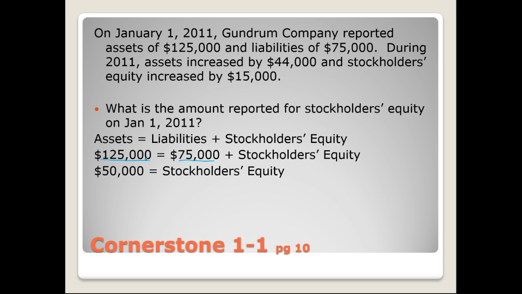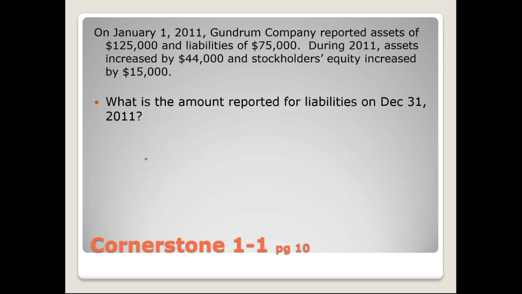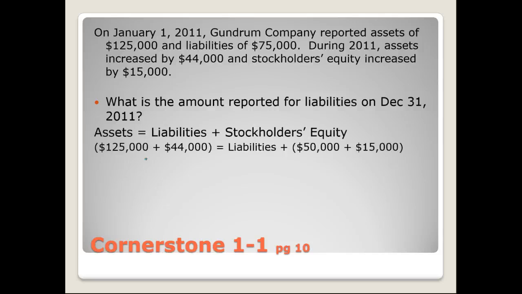Now let's go to the end of the year. At the end of the year, we know that assets had increased by $44,000, $125,000 plus the $44,000, and stockholders' equity had increased by $15,000. We knew from our last answer that it started with 50. We add 15, so we know total assets to end the year were $169,000, and total stockholders' equity was $65,000.